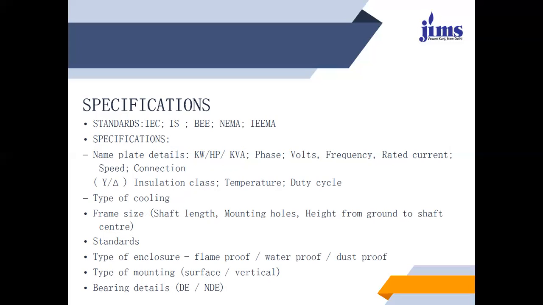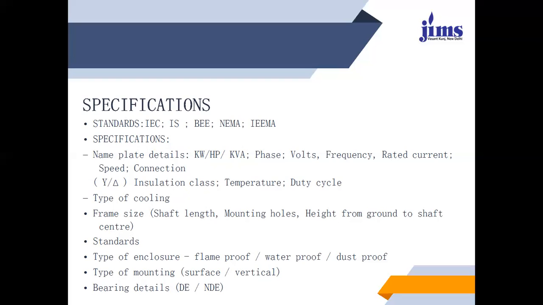What is the speed of the motor, and the maximum speed obtained; which type of connection we are using, star or delta; which insulation class we are opting for; up to what temperature it can withstand; what the duty cycle of the machine is; the type of cooling provided; frame size, shaft length, mounting holes, and height from ground to shaft center. It will be given already on the nameplate of the machines or the brochure which we are making. Next will be the standard type, which type of standard they are using.